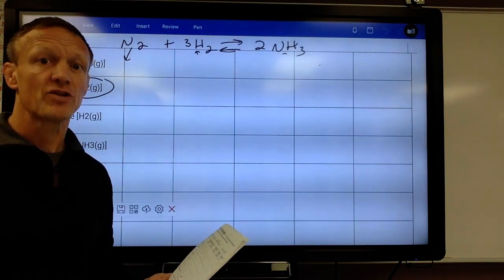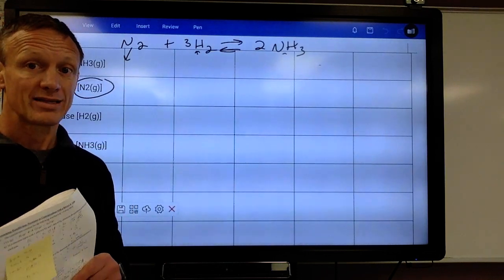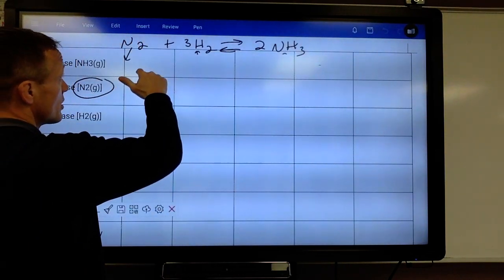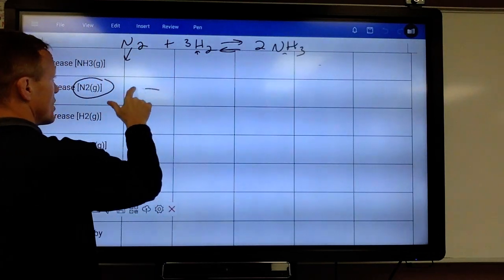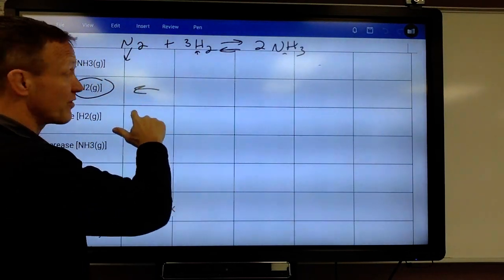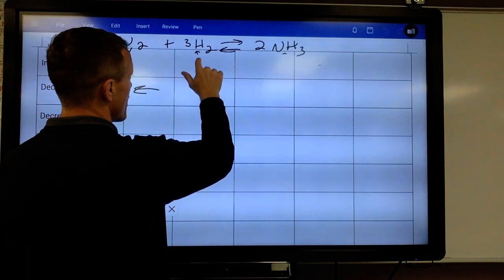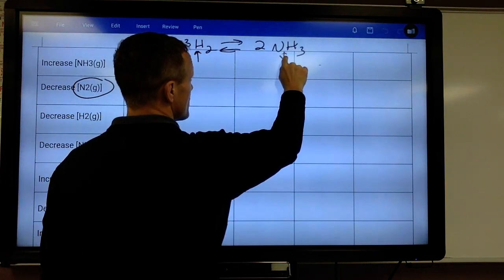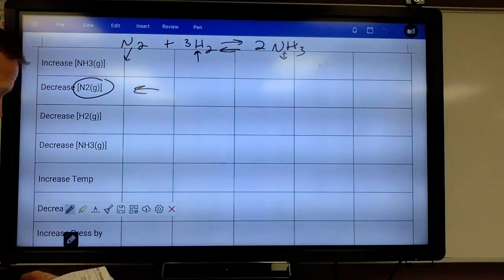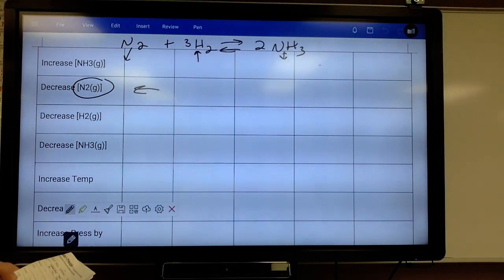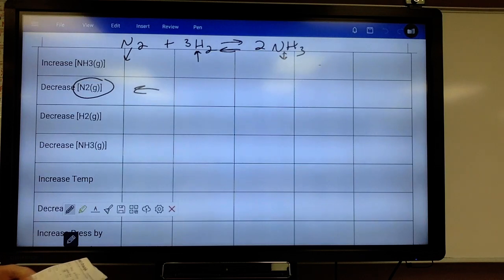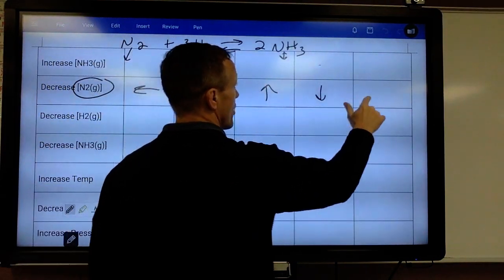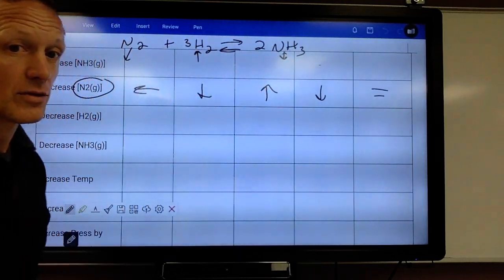the equilibrium has to shift to try and replace some of that N2 to stay at that K value. It always wants to be at that K value. So if some of this comes out, the reaction will shift back left to try and replace it, which means that we would have an increase in H2 and a decrease in NH3 as we shift that direction. So this is down, this is up, this is down. Again, our K value stays equal.